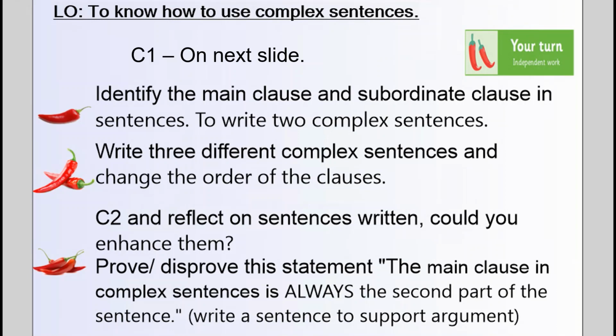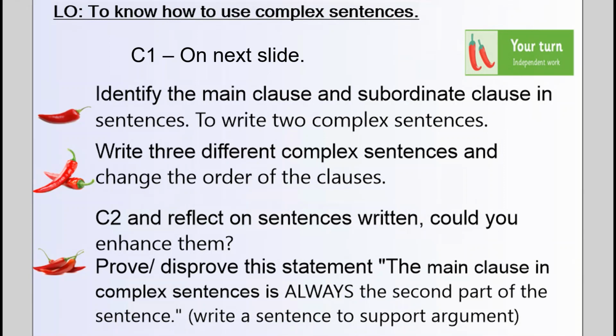So now on to the Chili challenges. So Chili 1, I need you to identify the main clause and subordinate clause in the sentences. So that is on the next slide. And what I would need you to do is write down the sentences and maybe write the main clause in red and the subordinate clause in blue. Then once you've done that, I'd like you to write 2 complex sentences of your own. So Chili 2, I'd like you to write down 3 different complex sentences and then change the order of the clauses so you could use a different colour for each one.